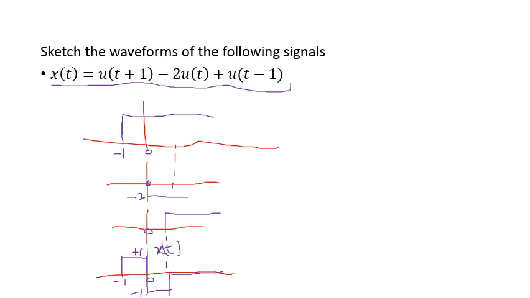So I hope you understand how I sketch the waveform for the resulting signal x of t. That's all for this topic, and I want you to sketch the waveforms of the other examples as shown on the previous slide.